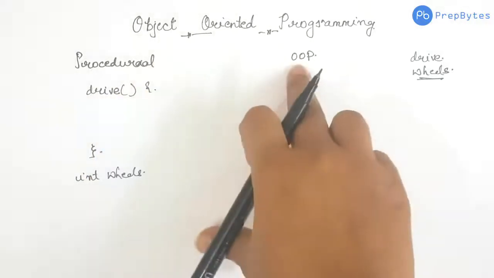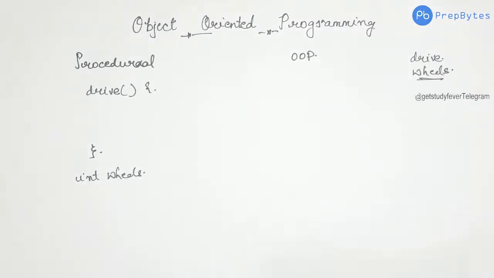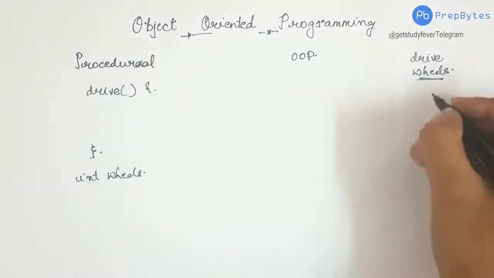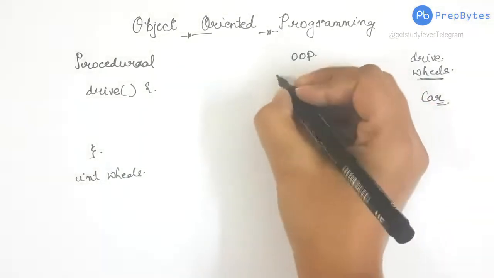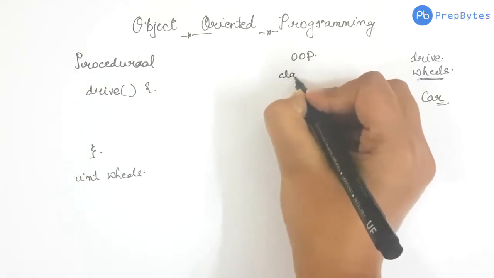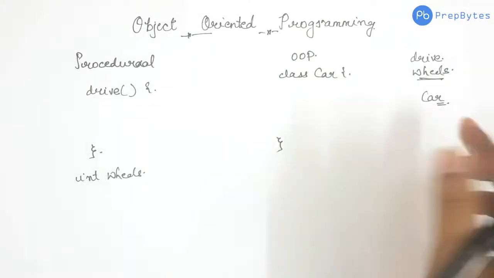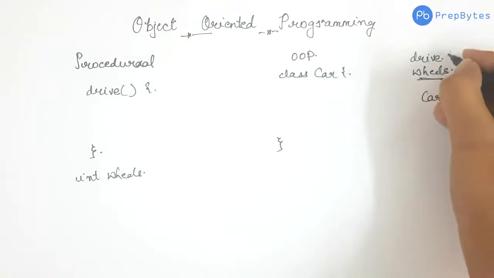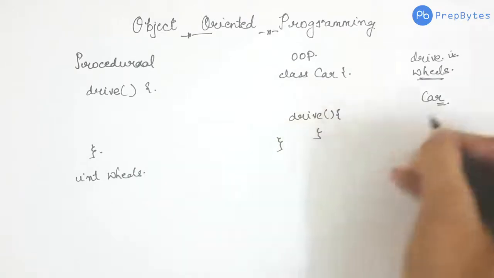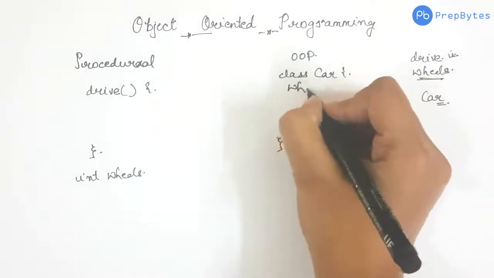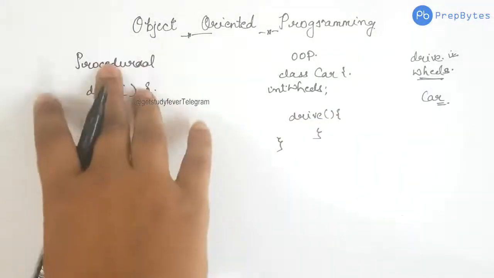In the case of object-oriented programming, the focus is not on the method, the focus is on the object. So what is the object that we are talking about? We are talking about a car here. So we will create a class car. Now I have a class called car, and the car has two things: it has a method drive, and it has an instance variable wheels. Now you can see the difference in approach between procedural programming and OOPS.